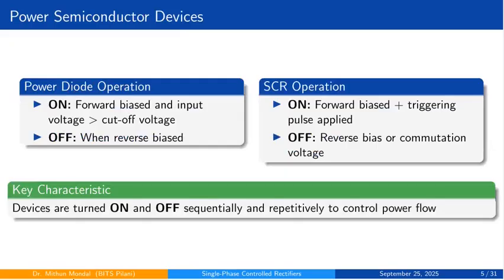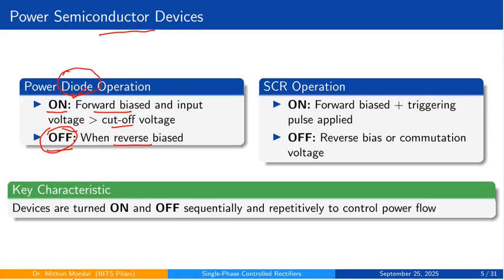Now the power semiconductor devices. We have introduced the power semiconductor devices, where we talked about the power diode, and we have seen the on characteristic and the off characteristic. This is basically when the forward biased input voltage is greater than the cutoff voltage, the diode will be on, and when it is reverse biased, then it will be off.